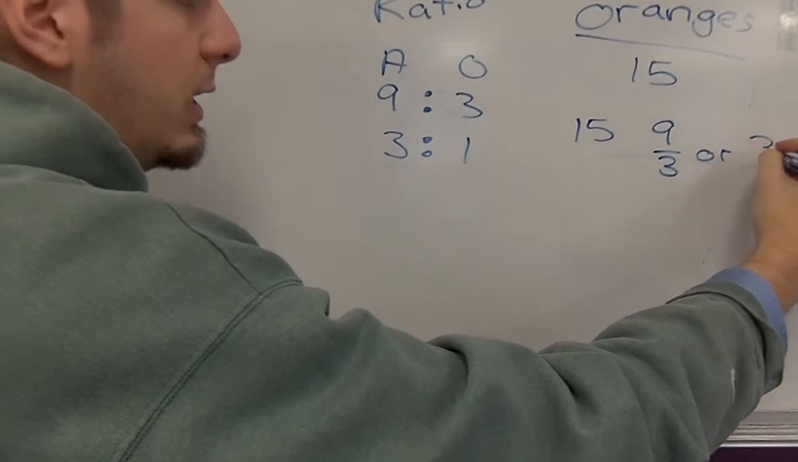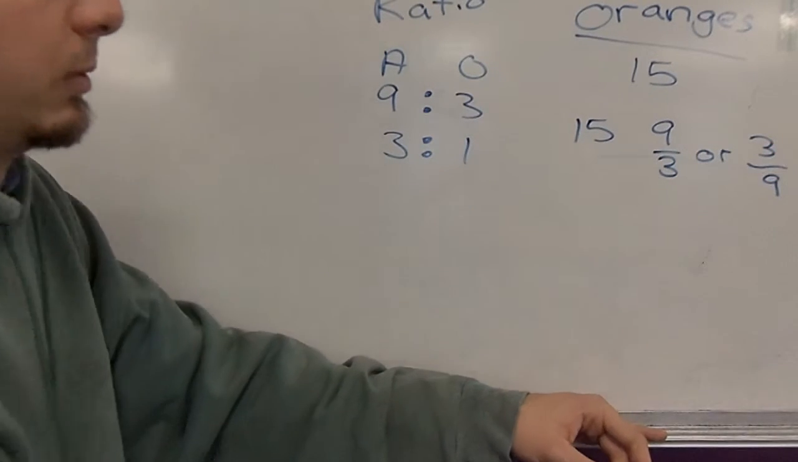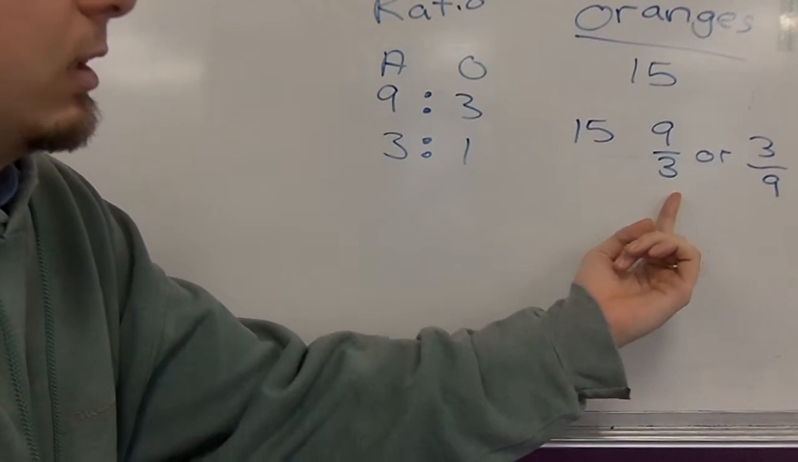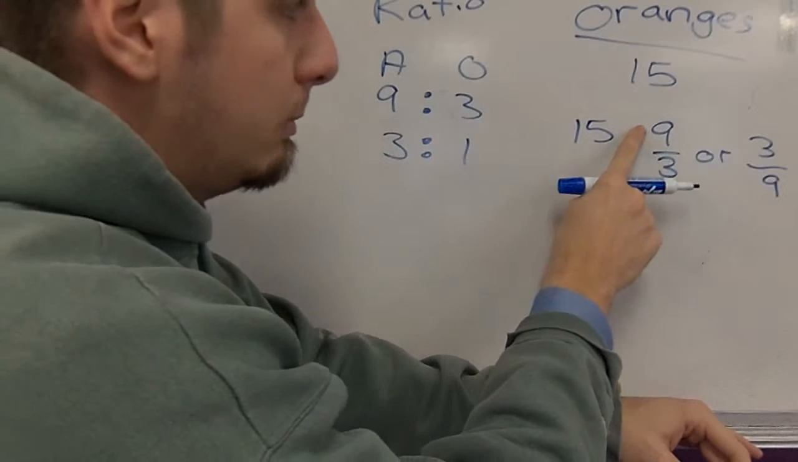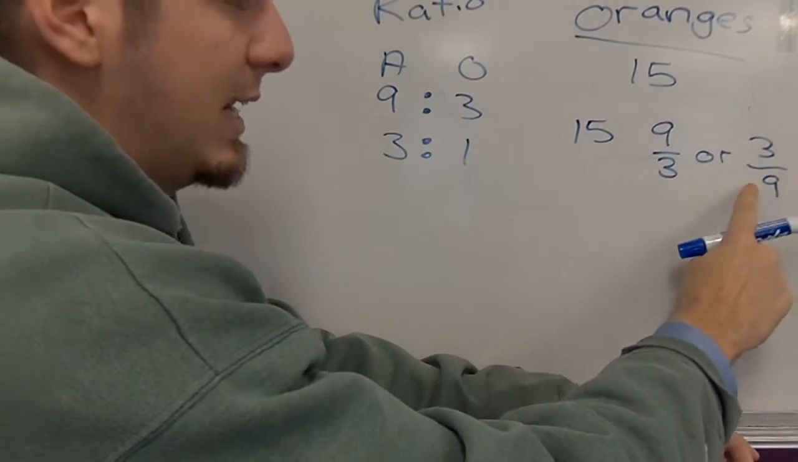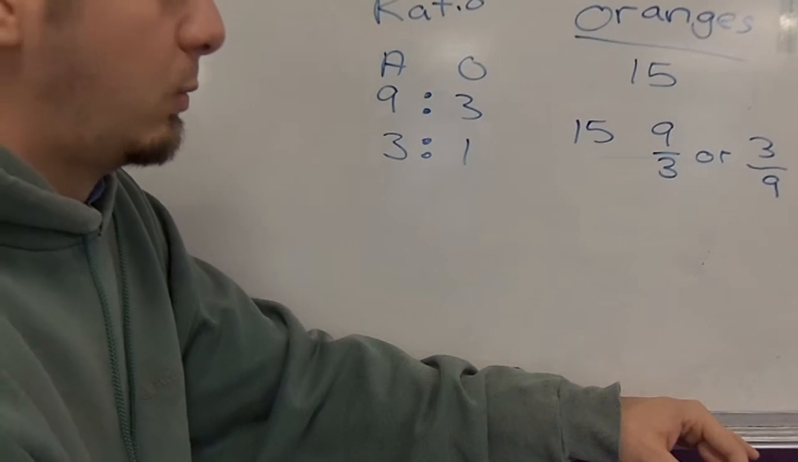So now you have to ask yourself, do I need to multiply 15 by 9 over 3 or 3 over 9? Okay, which one of these is going to get me an answer bigger than 15? Probably the one with the bigger number on top. Okay, 9/3 is equal to 3, 3/9 is less than 1. You're going to want to go with the bigger number.